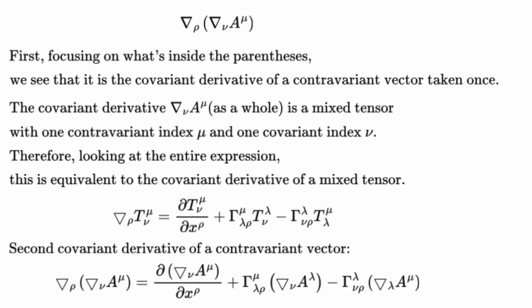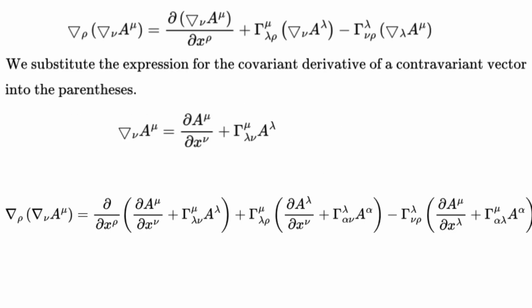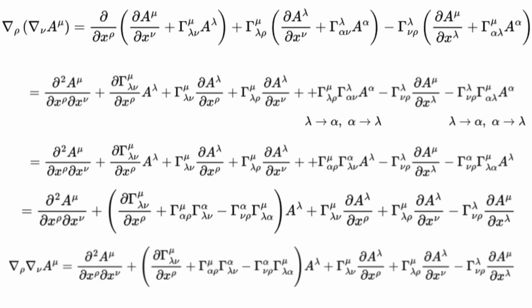Second covariant derivative of a contravariant vector. We substitute the expression for the covariant derivative of a contravariant vector into the parentheses. Here, we're working through the calculation for the second covariant derivative, so feel free to pause and follow along at your own pace.